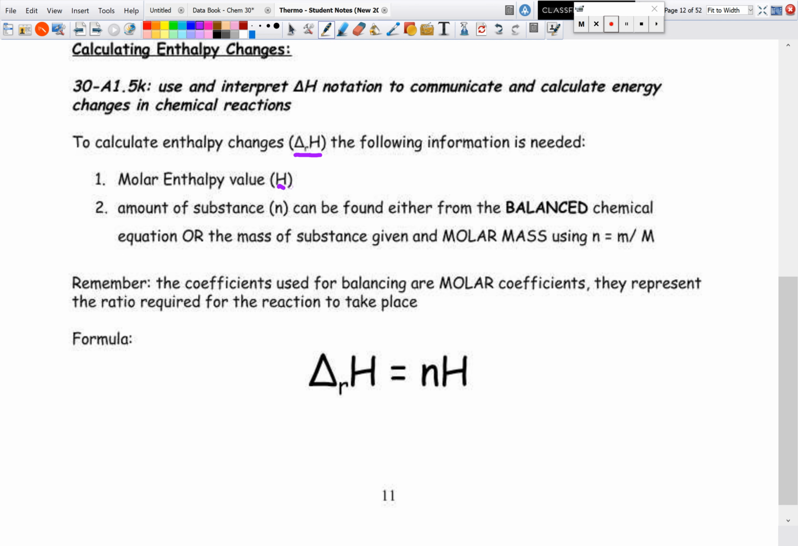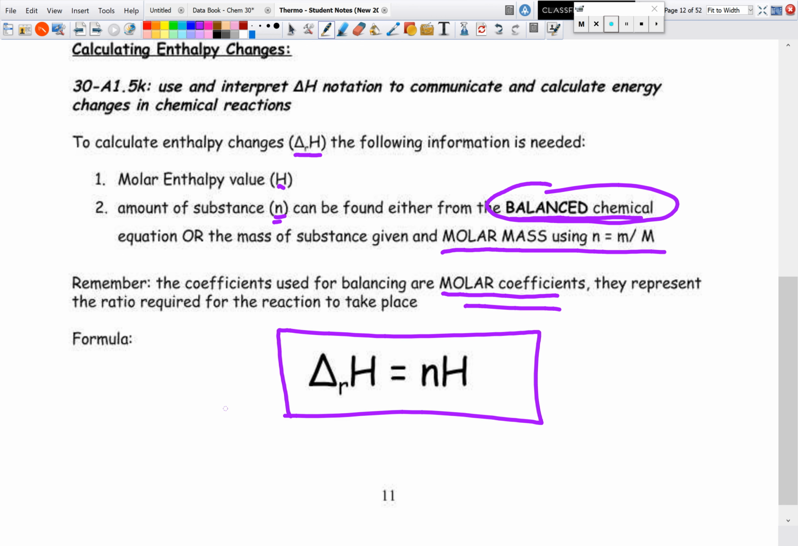Now, because we also need to figure out how much substance we have, we will need to know n. Now, we can get n from our balanced chemical equation, which we're going to look at later, or from the mass using our molar mass equation. This balanced chemical equation one is going to be different, but that's going to be our first example on the next page, and I'll show you how to do it. The reason why we can use a balanced chemical equation is because the coefficients used for balance are molar coefficients, and they represent the ratio of moles required for the reaction to take place.